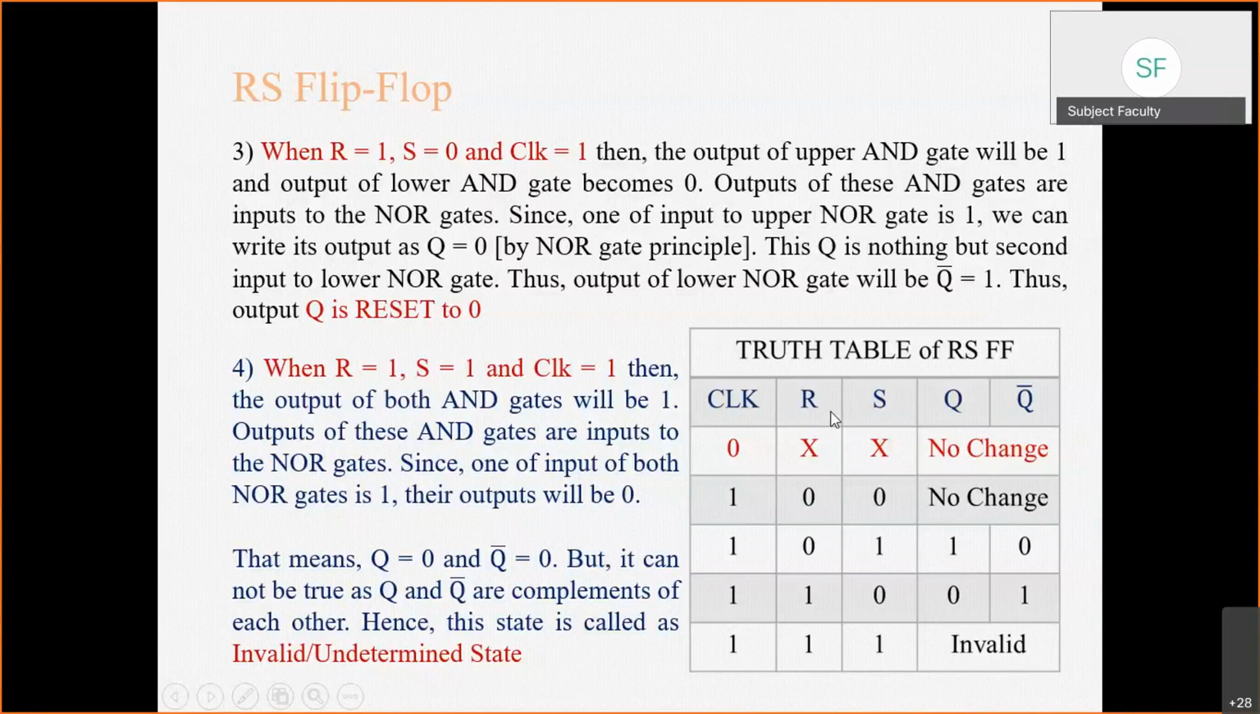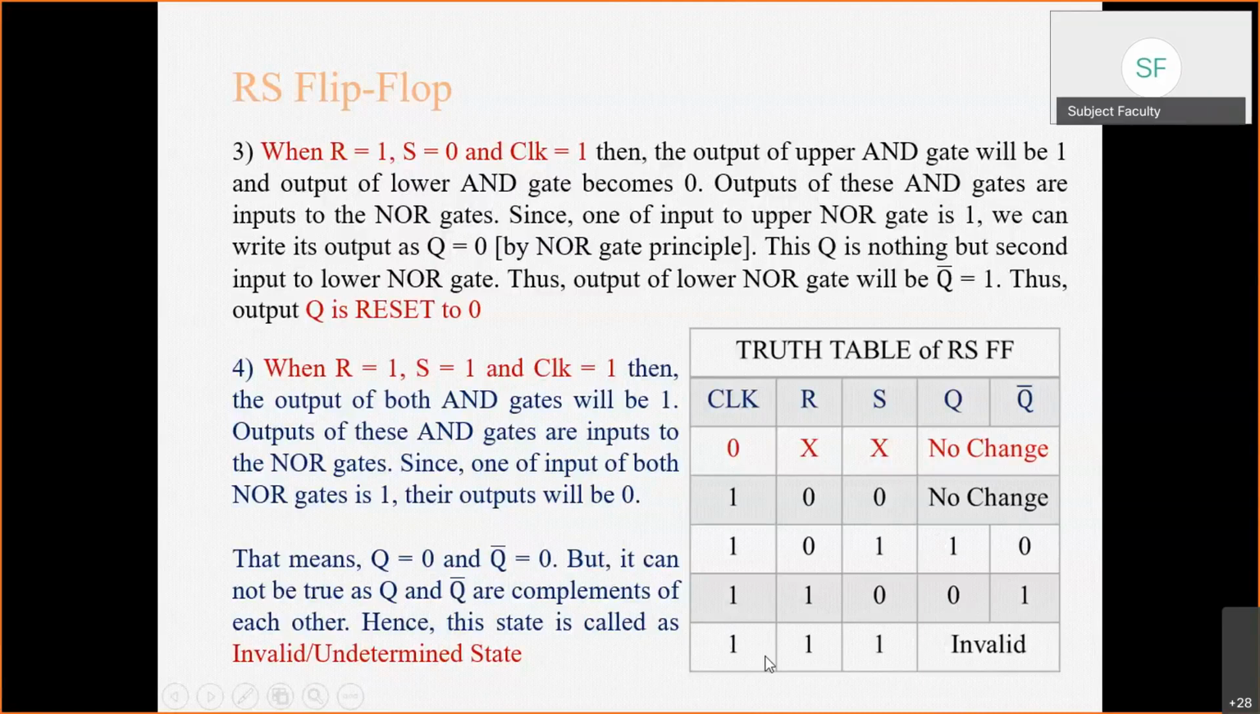then Q is set to 1, the value of Q will be 1. Similarly, when the value of R is 1, I'm talking about this case, R equals 1 and S equals 0, that means the value of R is equal to 1, then we will say that Q is reset to 0. So, set जब high होगा तब क्या होगा, your Q will be equal to 1, and when reset is high then Q will be equal to 0.